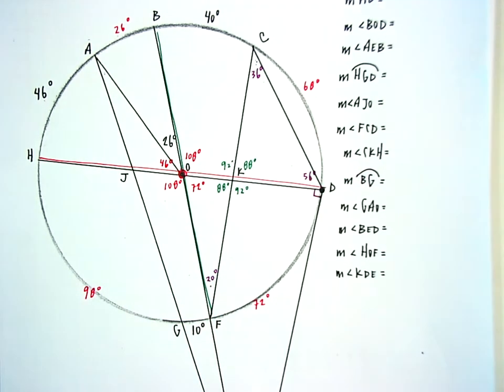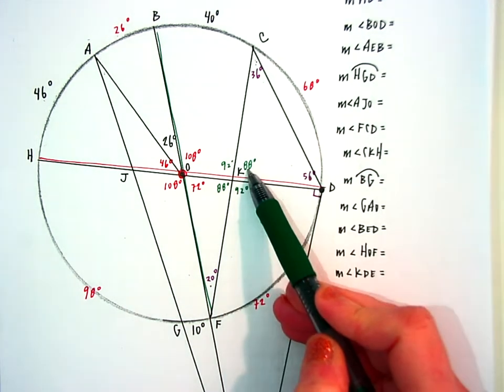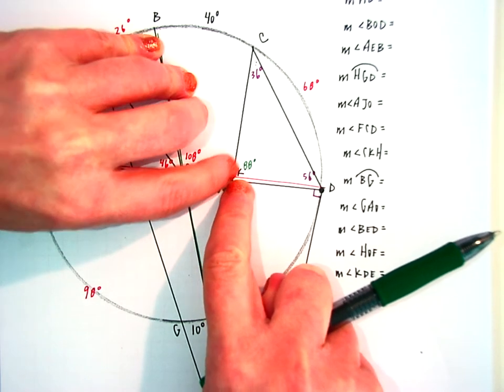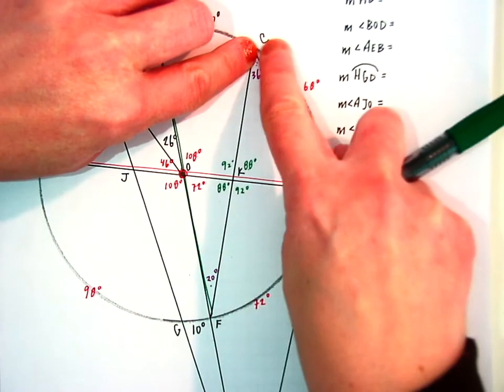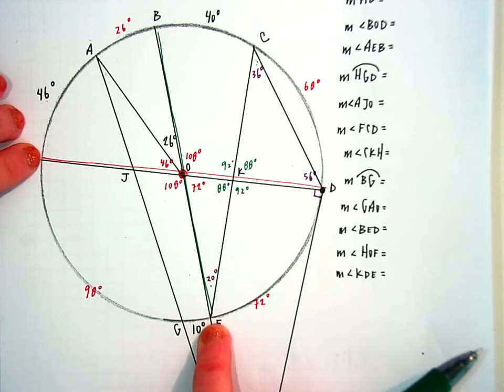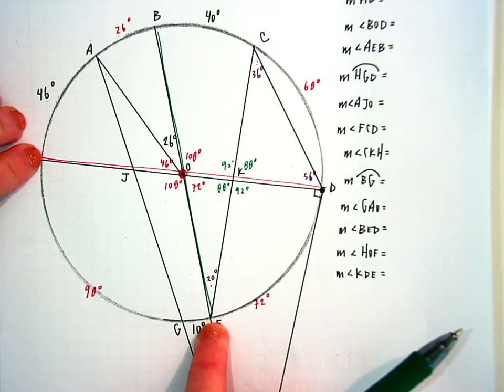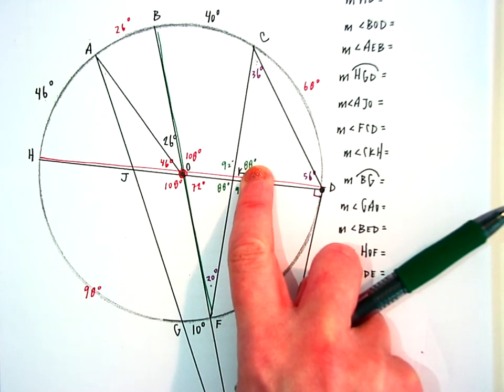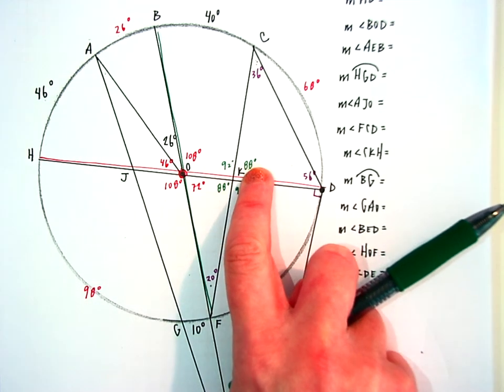Okay, what I could have also done right here where I marked that 88 is I could have seen that my vertex is inside the circle. So if I trace it over, I know it's going to be the average of 68 and here to here 108. So if I add those two and I slice it in half, I get 88 a different way. So again, whenever my vertex is inside the circle, the angle will be the average of the two intercepted arcs. Another way to say that is 1/2 the sum.